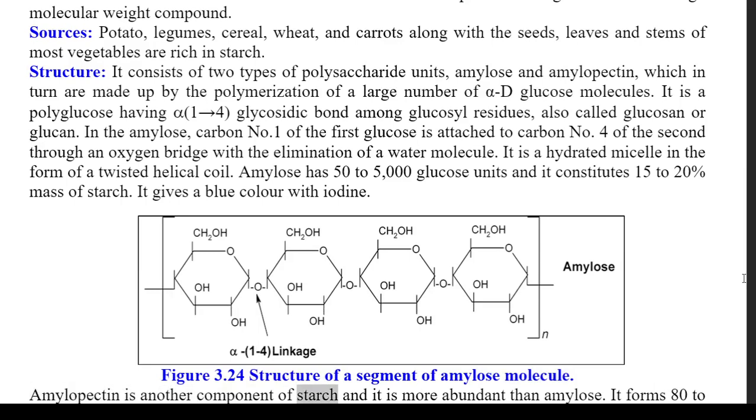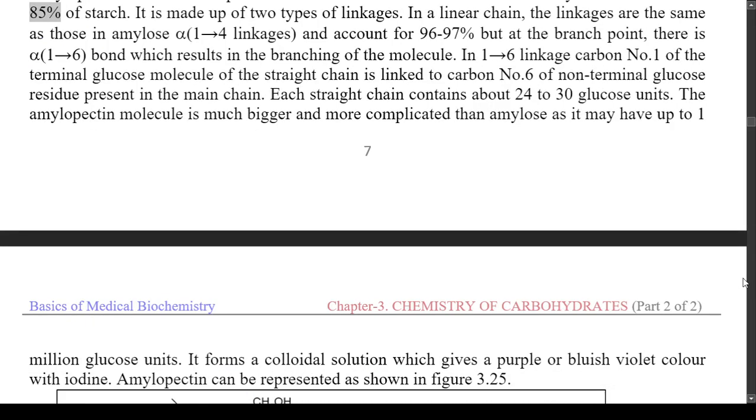Amylopectin is another component of starch and it is more abundant than amylose. It forms 80 to 85% of starch. It is made up of two types of linkages. In a linear chain, the linkages are the same as those in amylose, 1→4 linkages, and account for 96 to 97%, but at the branch point, there is one 1→6 bond which results in the branching of the molecule. In one 1→6 linkage, carbon number 1 of the terminal glucose molecule of the straight chain is linked to carbon number 6 of non-terminal glucose residue present in the main chain.